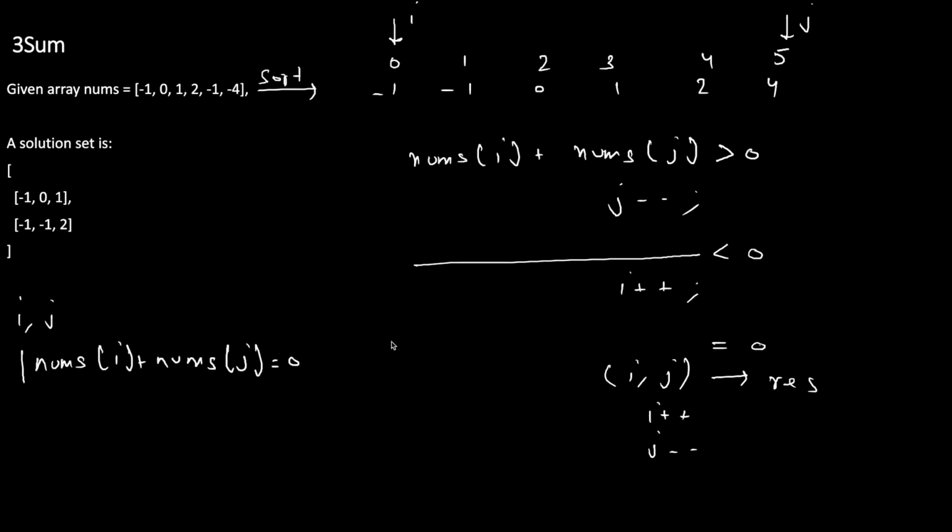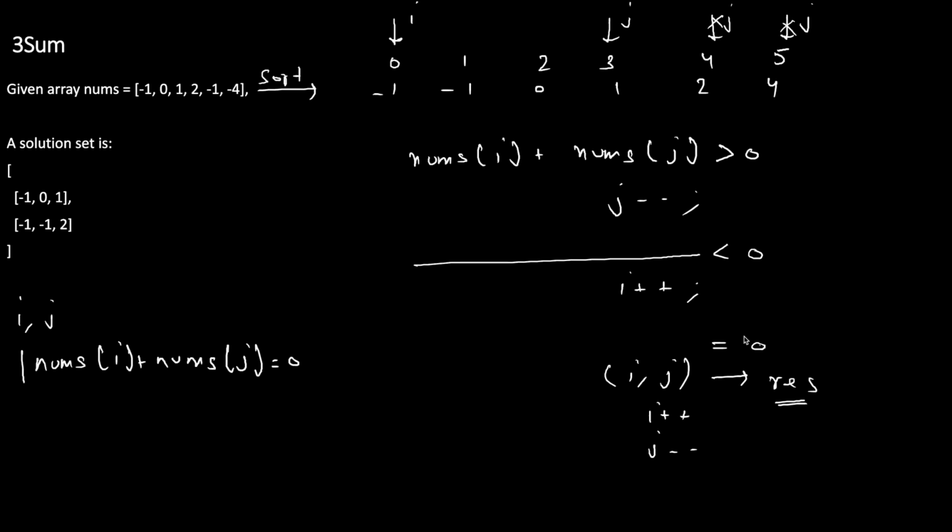So let us apply this algorithm over this example. Currently i is pointing to the 0th index and j is pointing to the 5th index. Nums of i plus nums of j is -1 plus 4, which is +3. This is greater than 0, so you will decrement j. So j will come over here. Now -1 plus 2 is equal to +1. Again the value is greater than 0, so you will decrement j. So j will come over here, and over here you can see -1 plus 1 is 0. So actually you have found one pair. You will add this pair 0, 3 to your resulting set. So this will solve the problem.